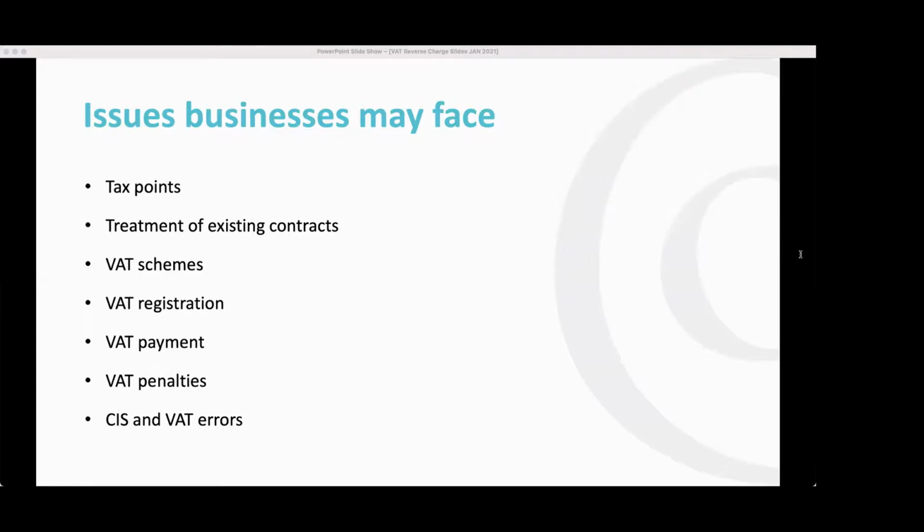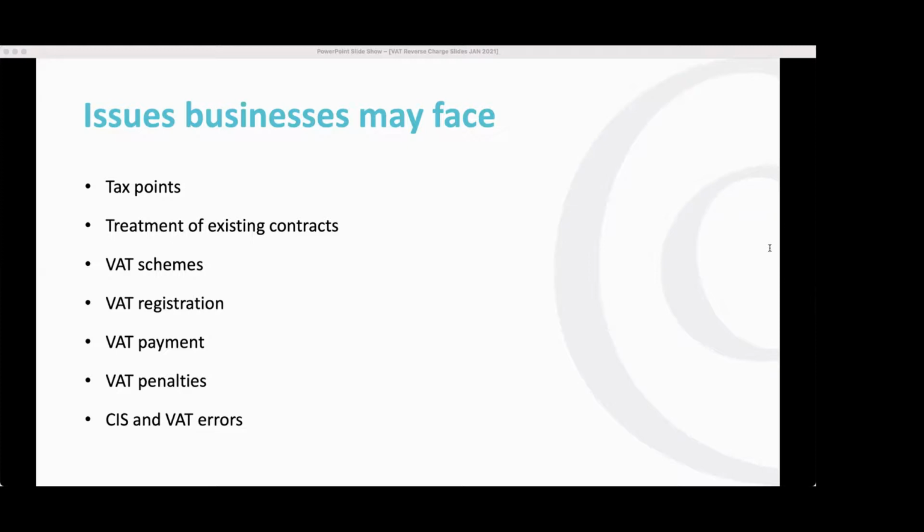Treatment of existing contracts. The VAT treatment is determined for payments due on or any supplies entered into your accounting system before 1st of March 2021. The first submission after the rules come into place, but paid on or after 1st of March 2021. For contracts starting after 1st of March 2021, you should decide whether the reverse charge applies from the start of the contract.